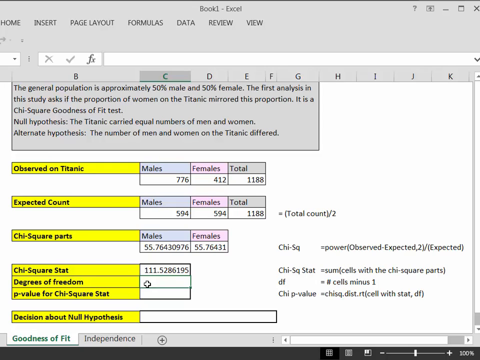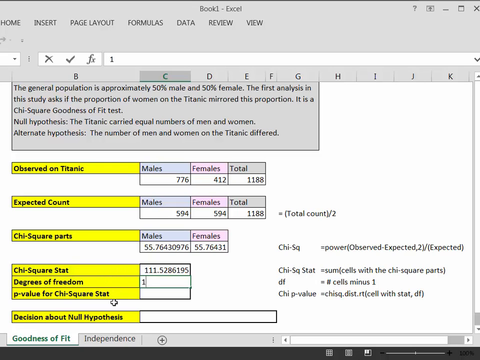We have exactly 1 degree of freedom here. Our degrees of freedom for the goodness of fit test is the number of categories minus 1. So I had 2 categories, minus 1 gives me 1 degree of freedom. If you look at the table in the end of the textbook and find the critical value for a chi-square for 1 degree of freedom, you'll see that it is much, much smaller than this 111.